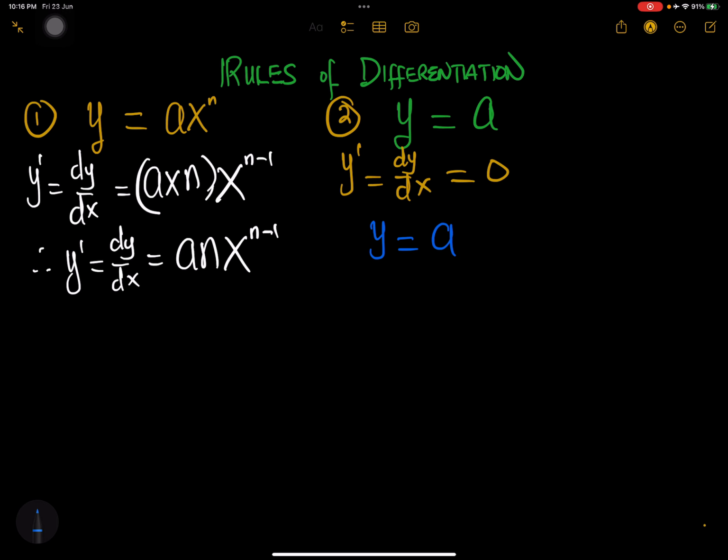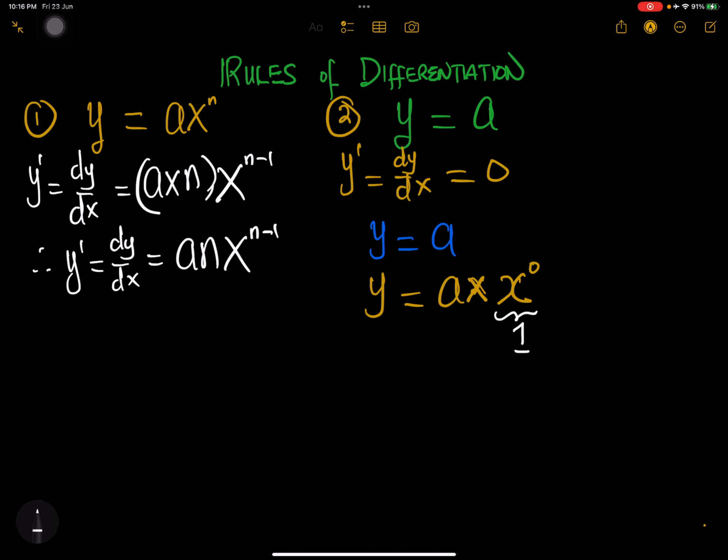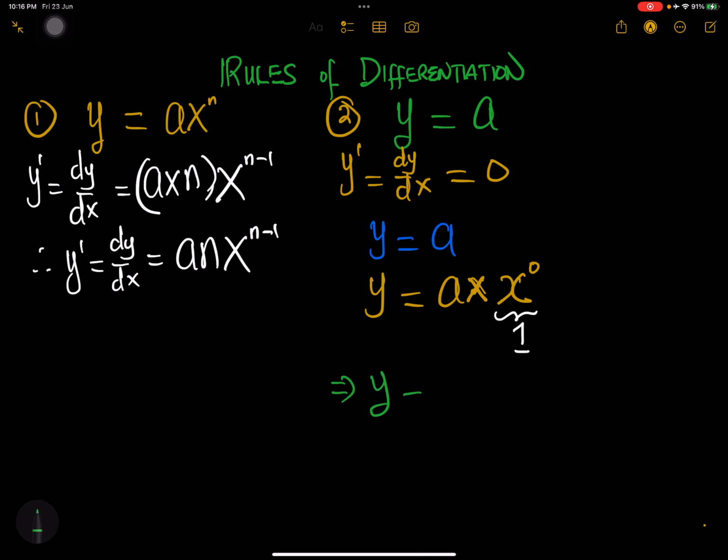Remember, this a can be rewritten. We can rewrite this a as y is equal to a multiplied by x to the power of 0. Why x to the power of 0? Because remember, x to the power of 0 is 1. From indices, we said that anything to the power of 0 is 1. So because of that, we can rewrite y as a multiplied by x to the power of 0. And that y is equal to a multiplied by 1. Therefore, our y is equal to a.